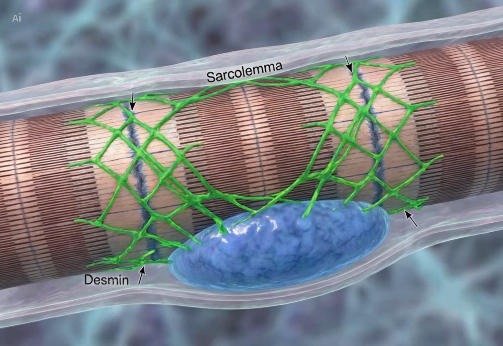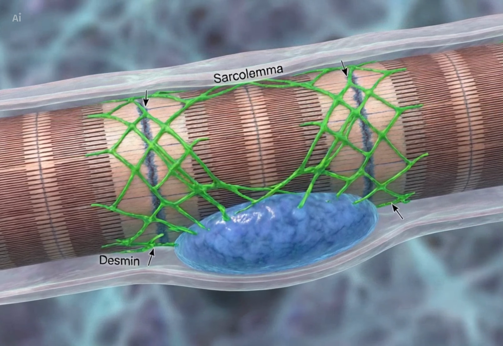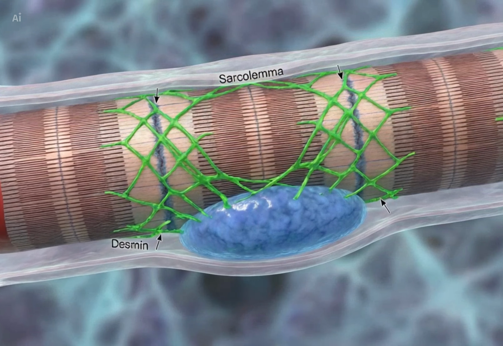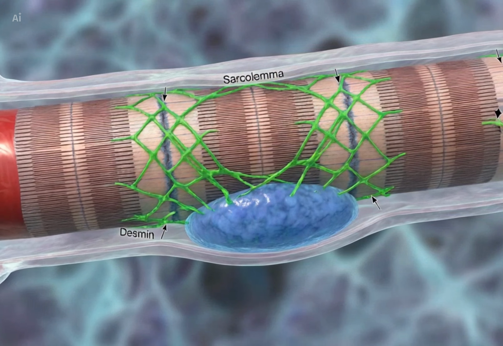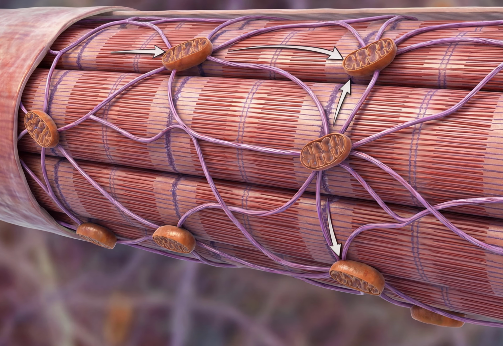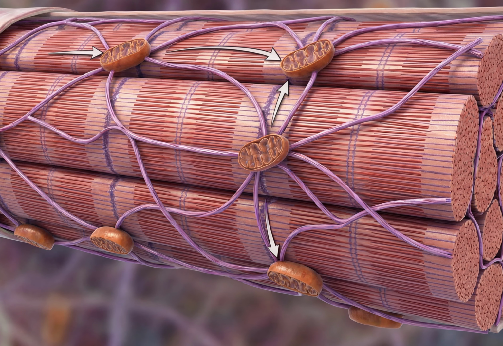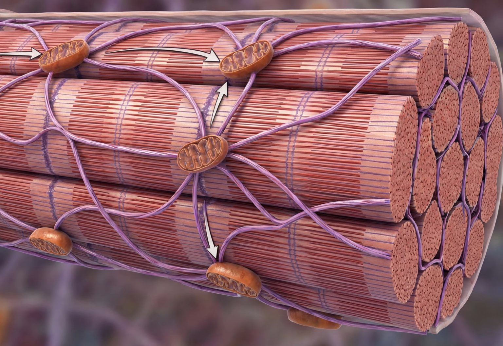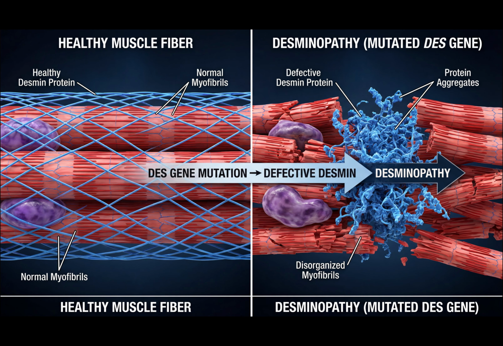It anchors the contractile apparatus, the sarcomeres, to the sarcolemma, the cell membrane, and the nucleus. Desmin tethers mitochondria, the energy factories of the cell, near the sarcomeres, to ensure energy is efficiently delivered where it is needed for contraction. When the DES gene is mutated, the desmin protein becomes defective. This leads to desminopathy, often referred to as desmin-related myofibrillar myopathy.